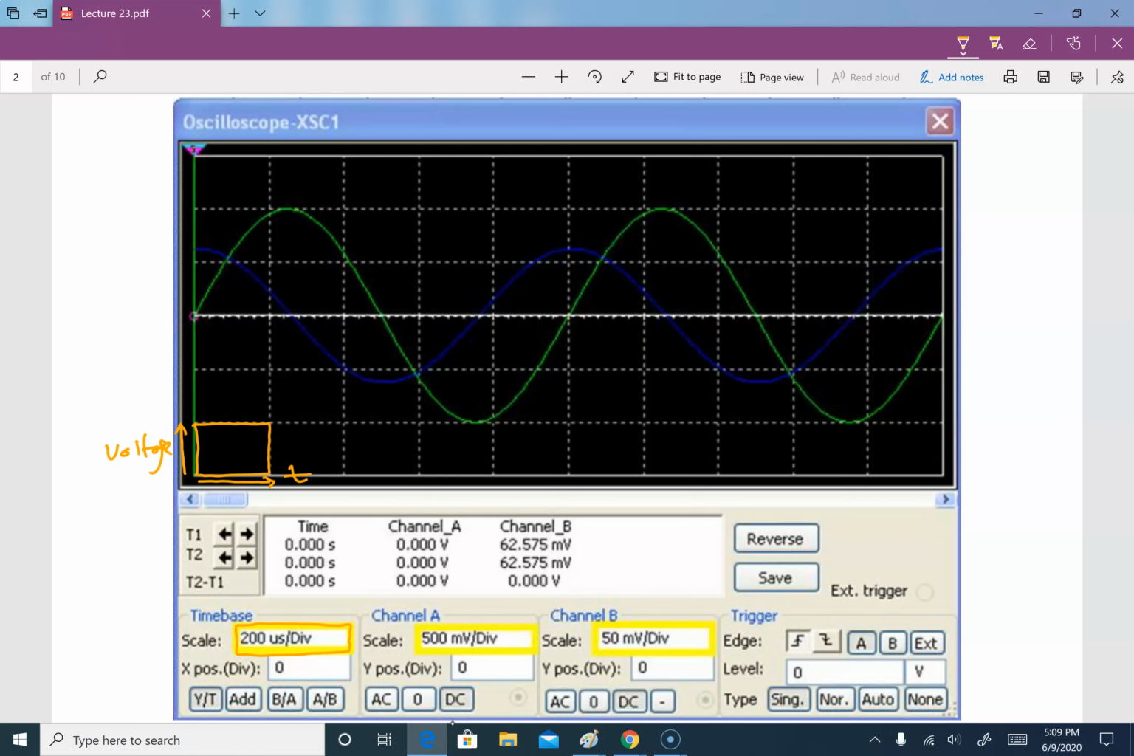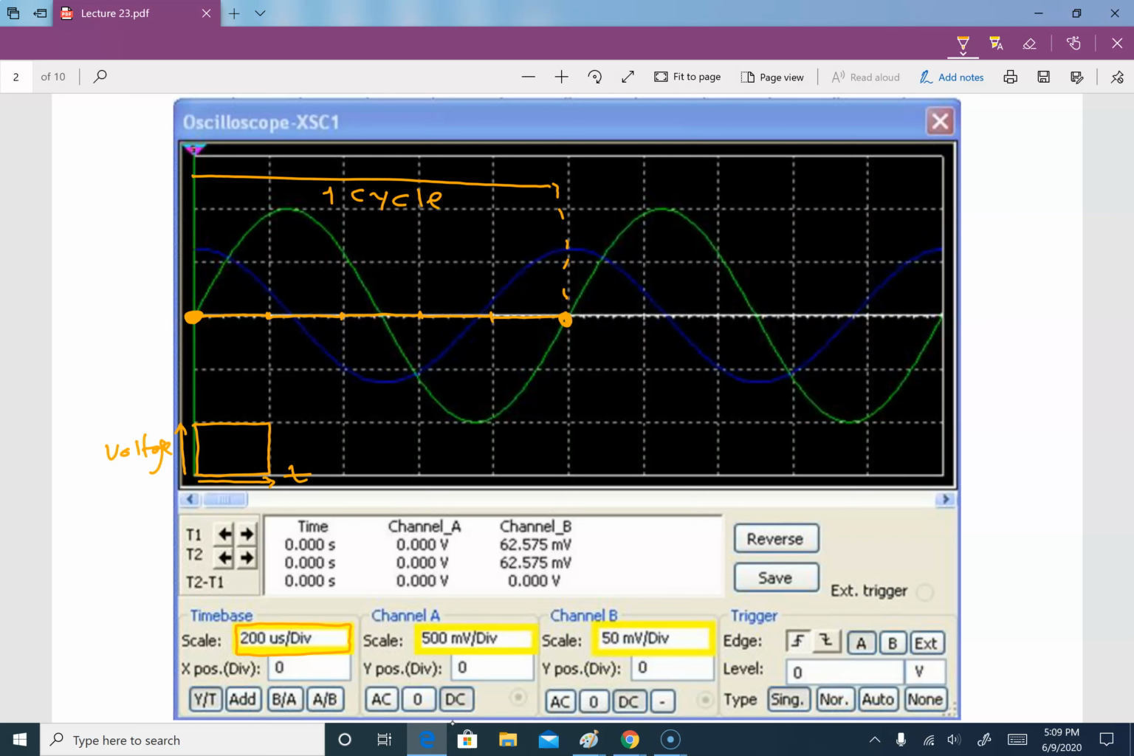When we say 200 microseconds, that means this one over here is 200 microseconds, another 200 microseconds, another 200 microseconds, and you go on till you finish one cycle. From this point over here up to this point over here, we call that a complete cycle.